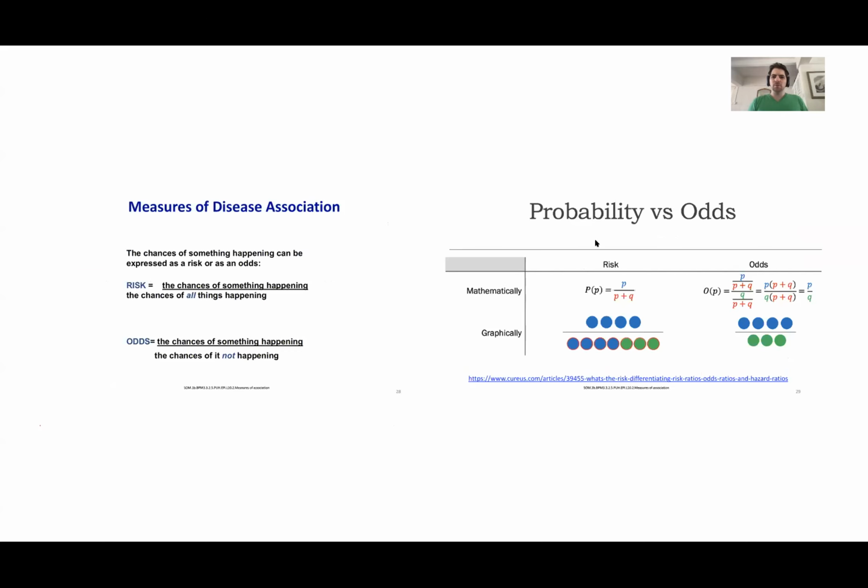Okay, so probability versus odds. We'll look at this. Probability, remember, correlates to everything, and odds correlates to positives over negatives. So it's more of a ratio, where risk is people with the disease over the entire population, and odds would be people with the disease versus people that don't have the disease.